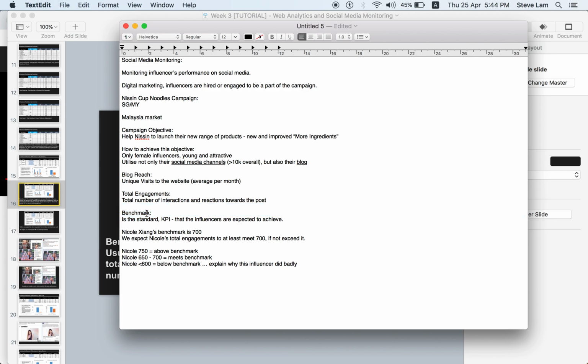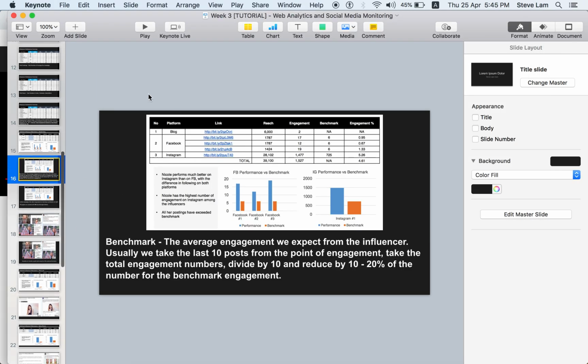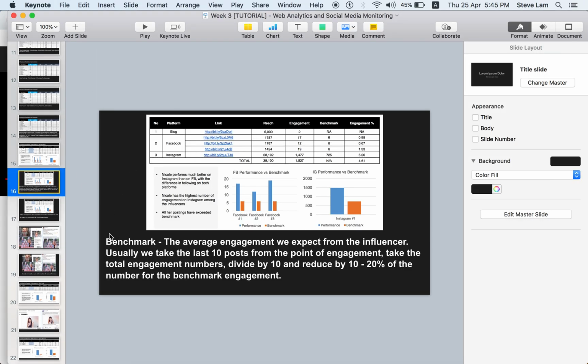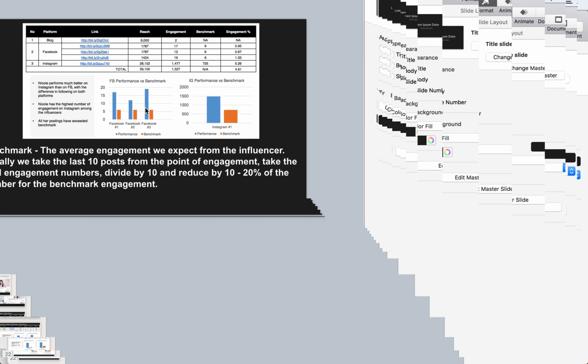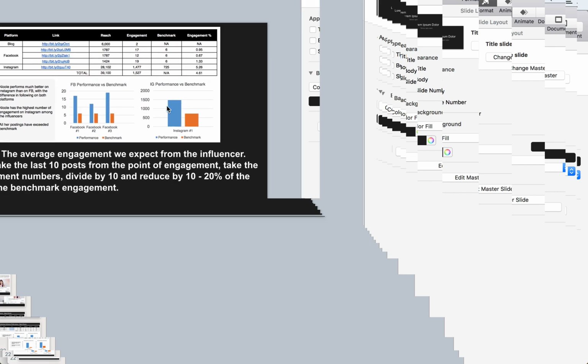In this campaign, back to this Nissin campaign, Nicole did fantastically well for her engagement benchmark, because she doubled the number. It's a really big performance. All these are just graphs to highlight how she performs. Her performance outshines her benchmark. Her Facebook performance also outshines her benchmark.